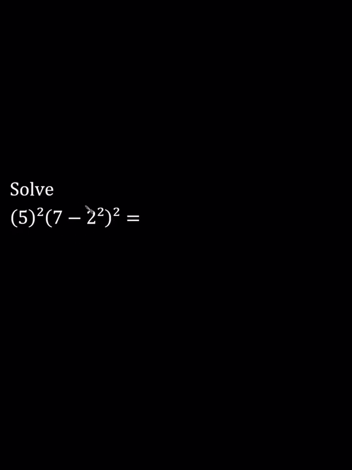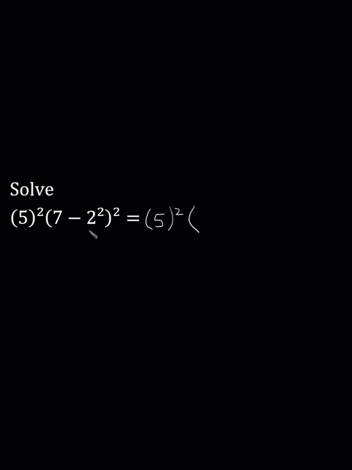We need to deal with the operations that are going on inside of our second parentheses. So what we're going to do is start just by recopying the first part of our equation because we're not dealing with that yet. Now, when I look at this second parentheses, I notice two operations going on. We have an exponent and we have a subtraction.